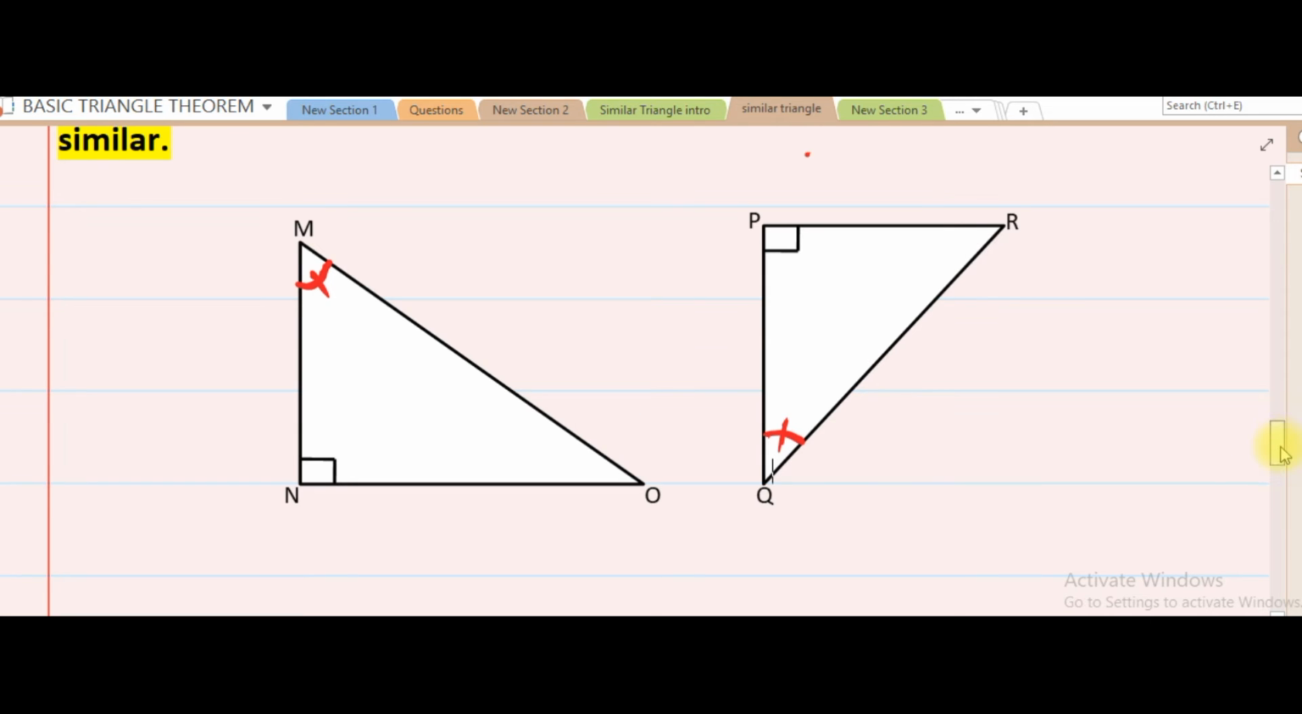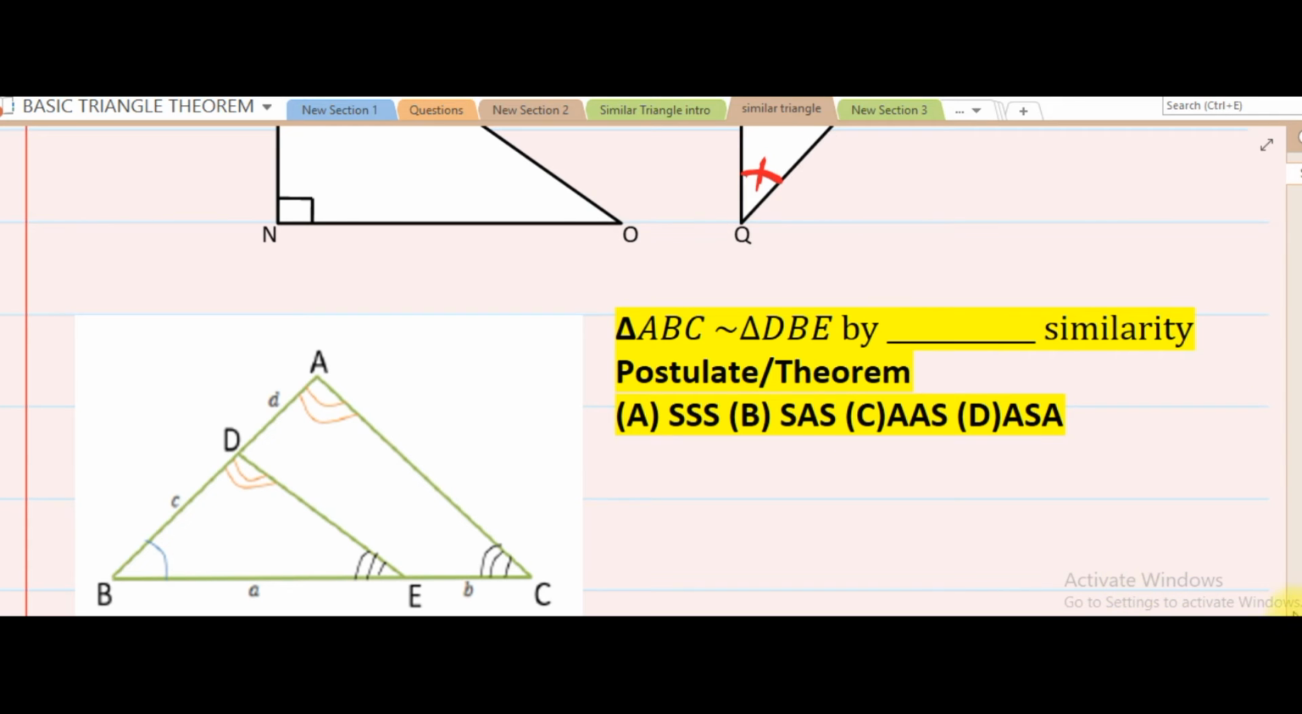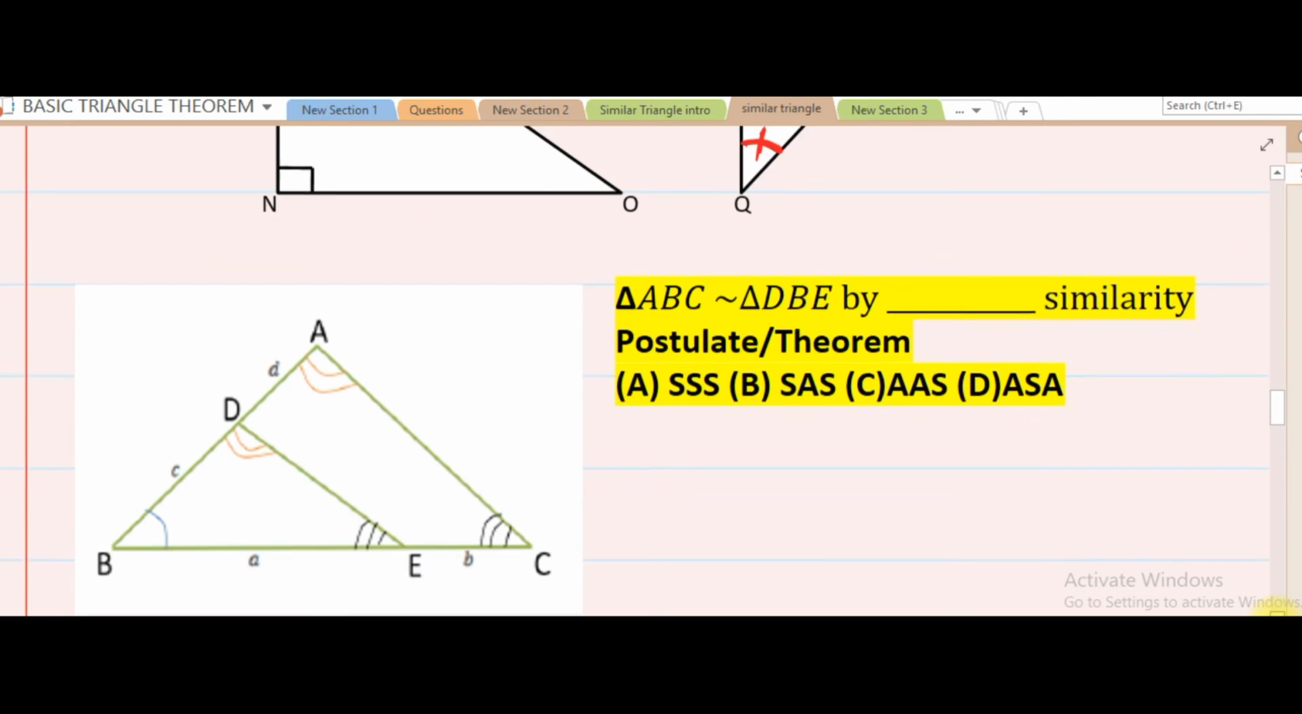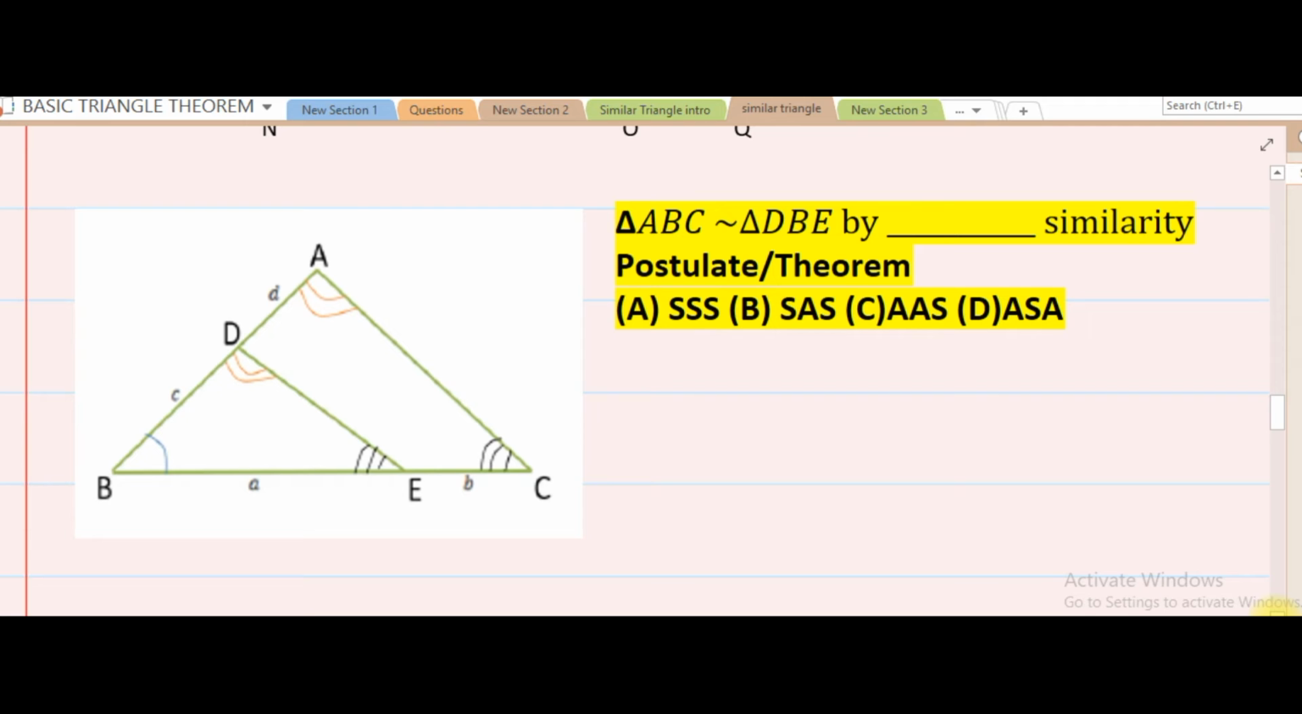So let's now go over to examples. Look at this question. We have 5 questions that will help us to understand the similarity postulates and theorems. They told us that the two triangles are similar, but by which postulate or theorem? So the first thing we'll have to check.